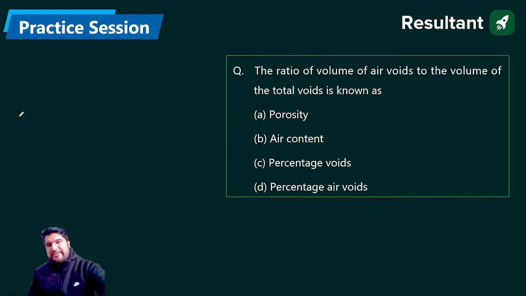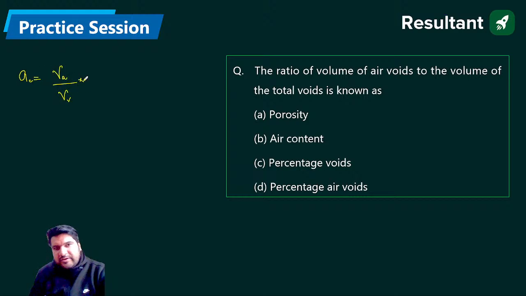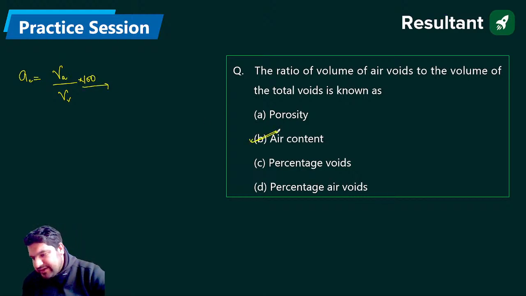If we look at the percentage air voids, B will be the answer. Let us see here. If we denote air content by AC, that is the volume of air upon the volume of the voids, multiplied by 100. Absolutely correct. The correct answer will be air content.